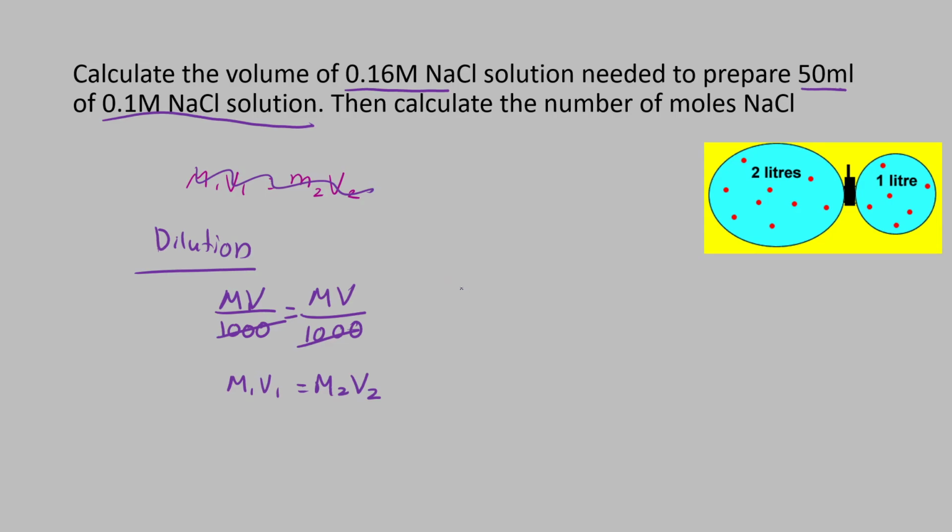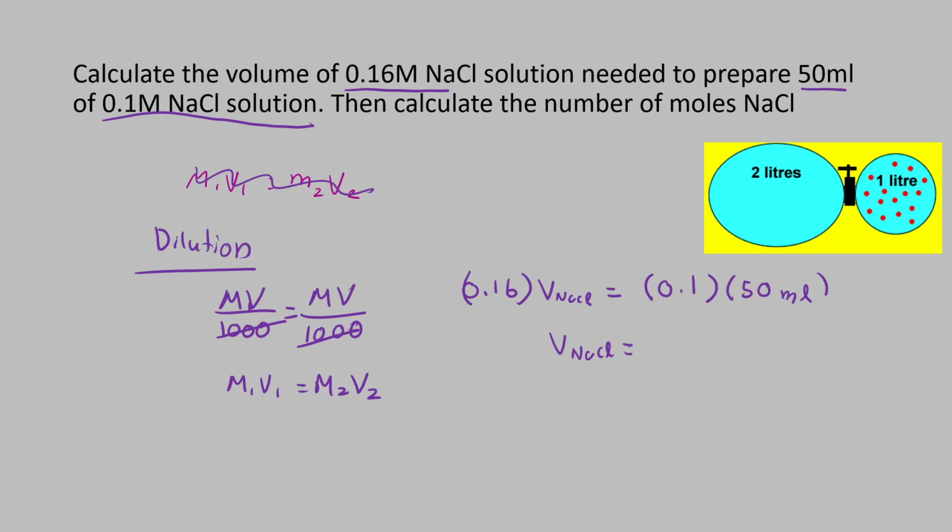So you can actually put in the values. So let's use NaCl. NaCl's molarity is 0.16. Okay, and then its volume we don't know, the volume of NaCl before, equals what we get after we dilute, 0.1 mole, and it is 50 milliliter. So the volume of NaCl should be 0.1 times 50 divided by 0.16. You should get 31.25 milliliter.